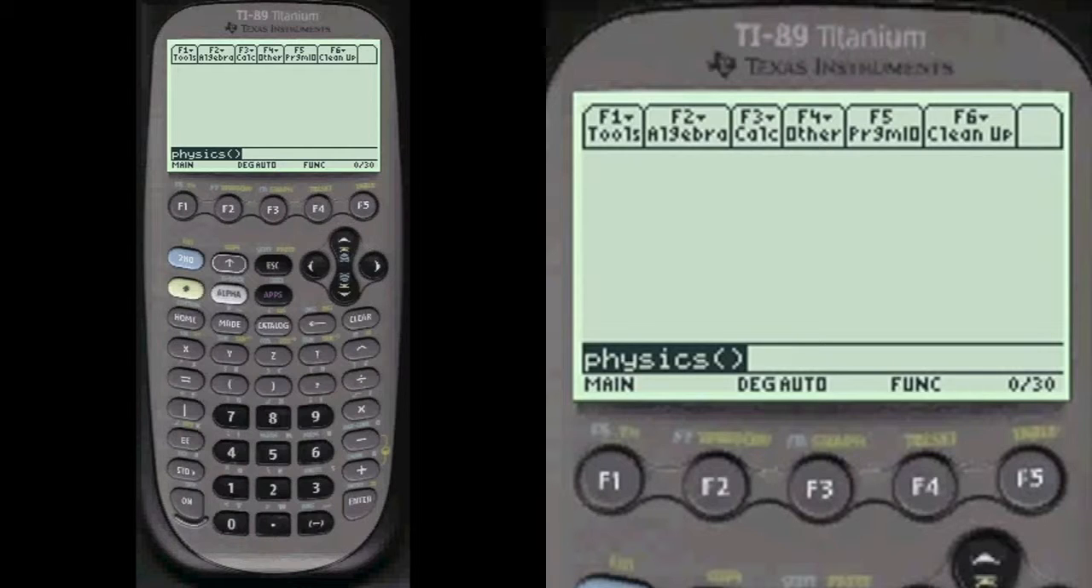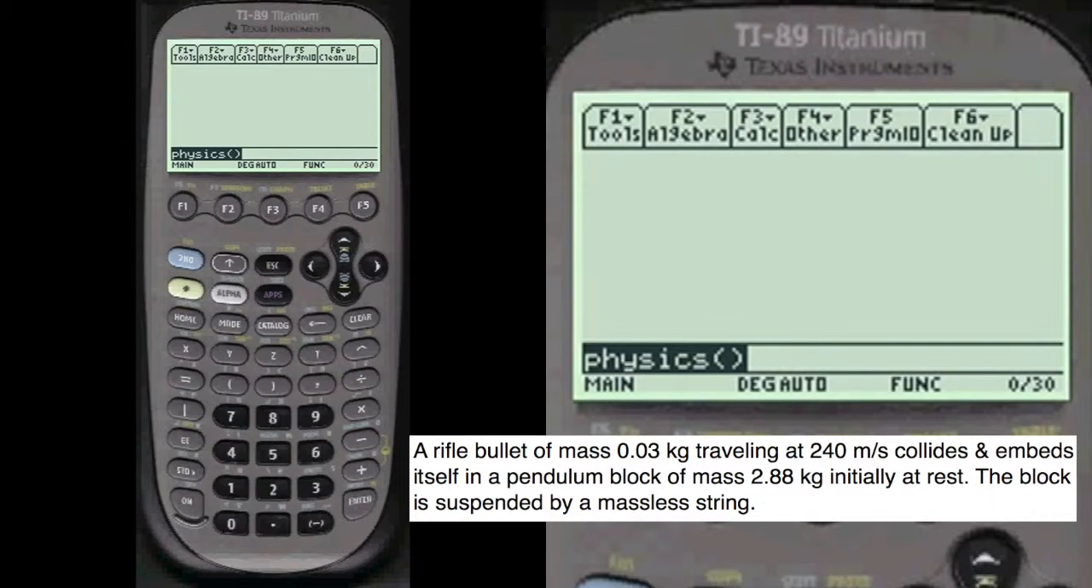I'm going to do a physics problem that's on a test. A rifle bullet of mass 0.03 kilograms traveling at 240 meters per second collides with and embeds itself in a pendulum of mass 2.88 kilograms, initially at rest. And this mass or block is suspended vertically by a massless string of length L equals 2.